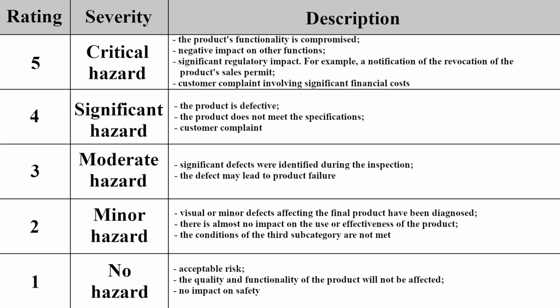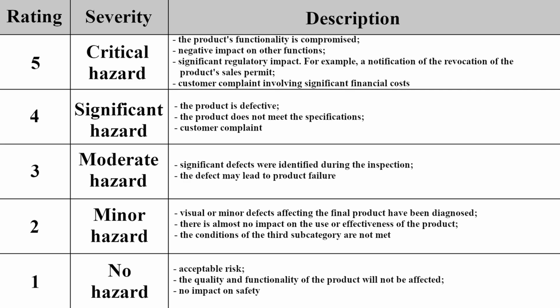The second subcategory of severity rating is called minor hazard and has a value of 2 points. The value is set to 2 when the following conditions can be accepted. Visual or minor defects affecting the final product have been diagnosed. There is almost no impact on the use or effectiveness of the product. The conditions of the third subcategory are not met.